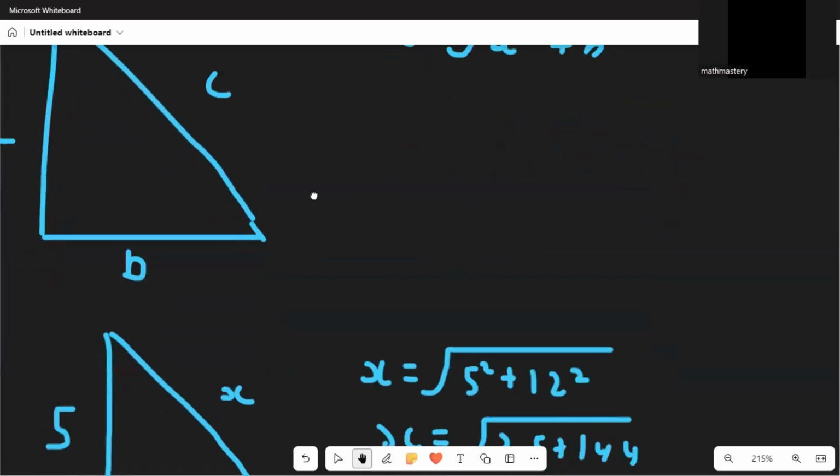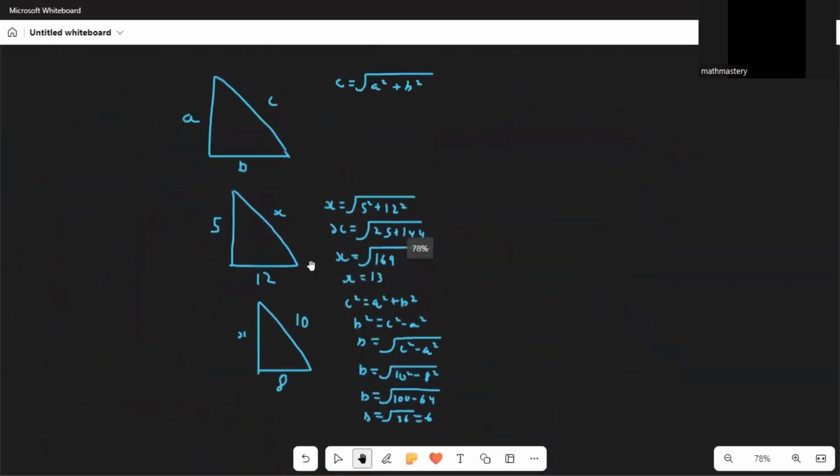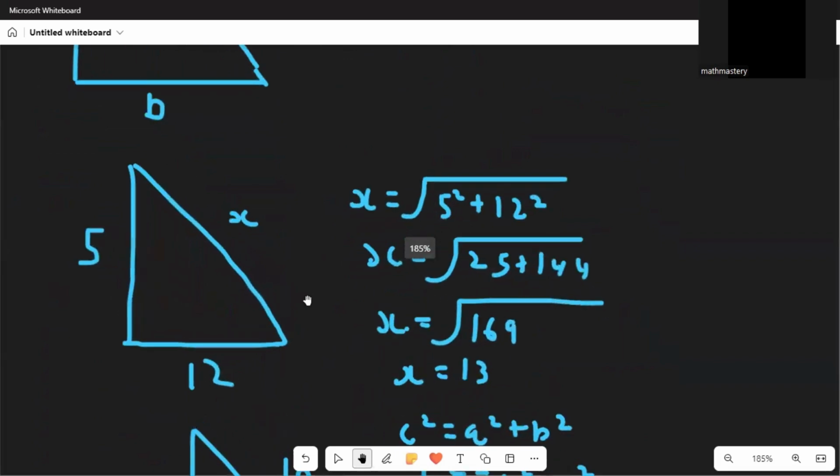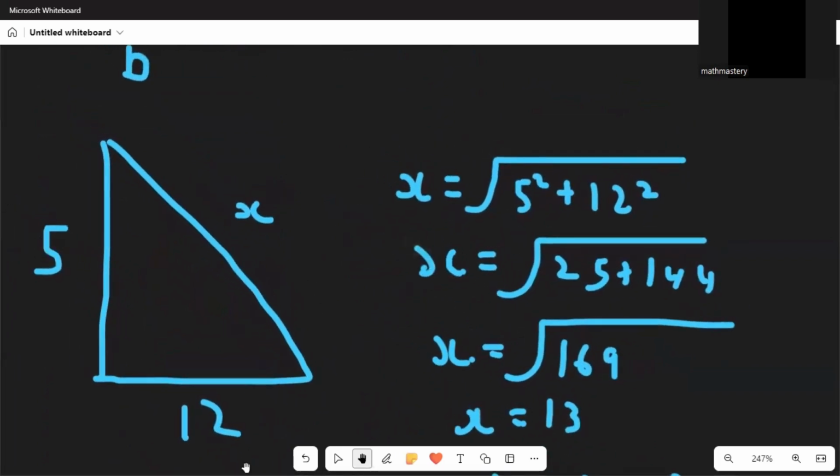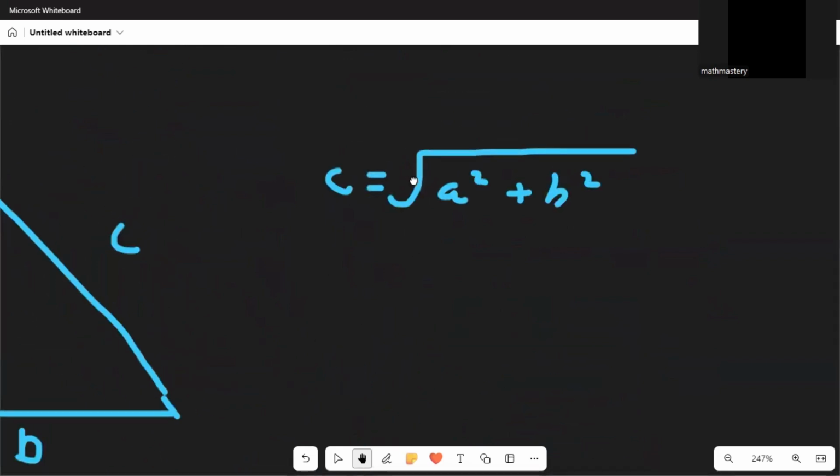So if we do an example here, let's say I have a right angle triangle here. I have the sides 5 and 12, and I want to find this hypotenuse. Let's just call that x for now. If I want to find this, I can use our theorem.